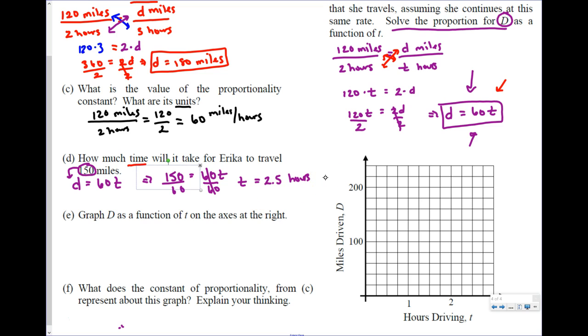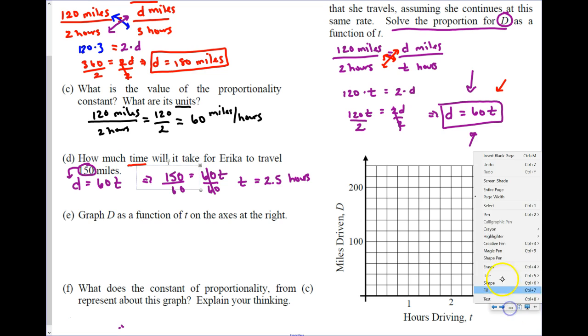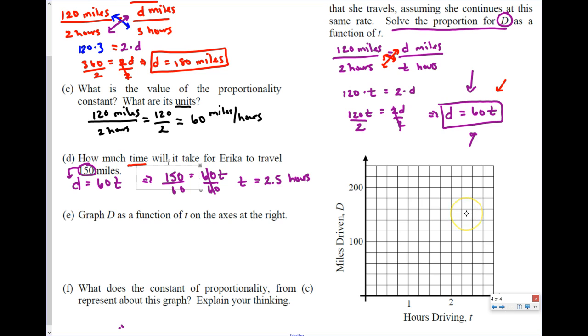Okay. Now letter E is saying graph. Graphing requires us to make a table, and honestly, we have a lot of the points already that we solved in this, right? Let me start this over so this makes a little more sense for you. So here's T, and here's D, and our equation is D equals 60t.